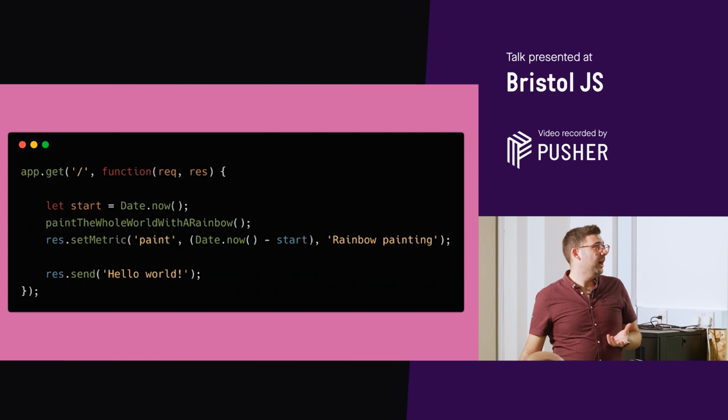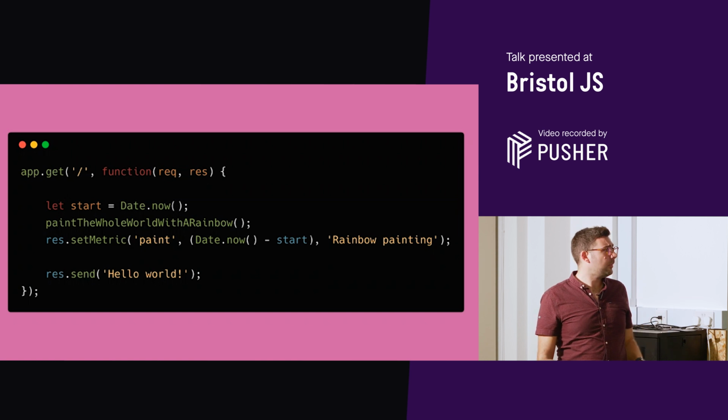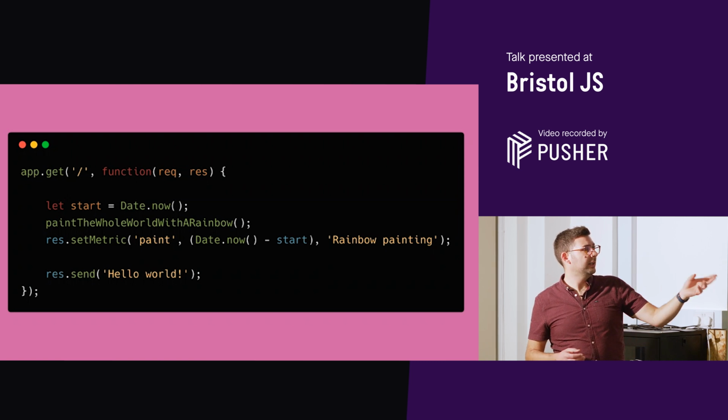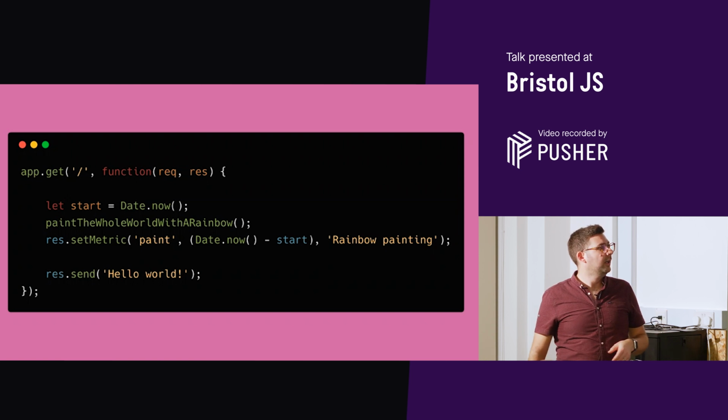So we're going to do that by just, at the beginning, creating a variable called start and sticking the current timestamp into it. Then we'll paint the whole world with a rainbow. And then we're going to call setMetric, which is a method of the server timing module that we added. We give it three values, paint being our name for it, then the current timestamp minus the timestamp we first took, which gives us our duration. And then we'll give it a nice name.